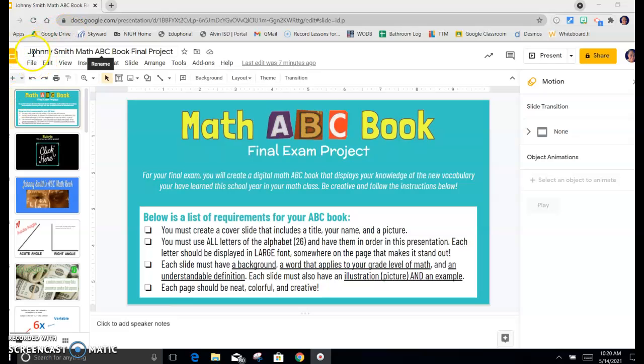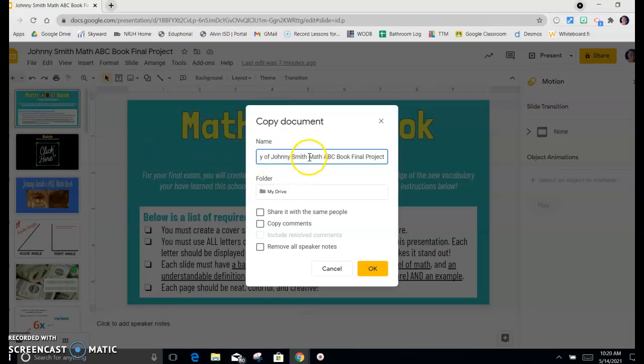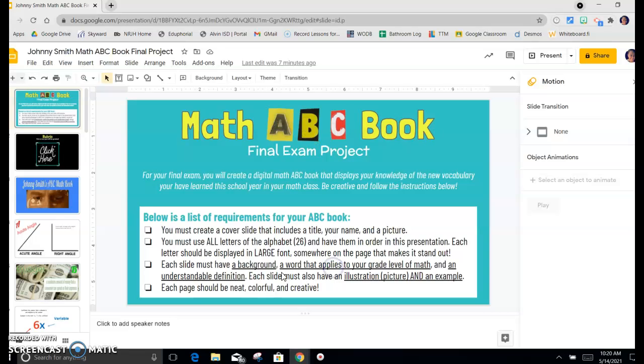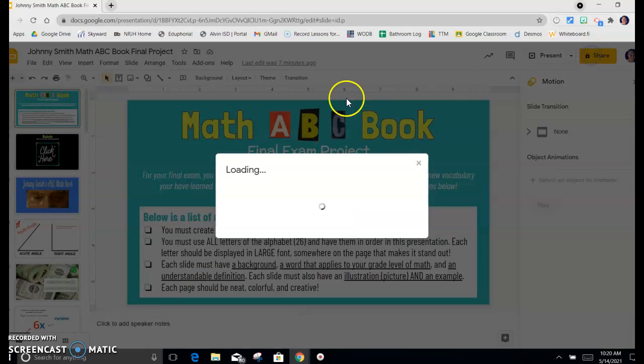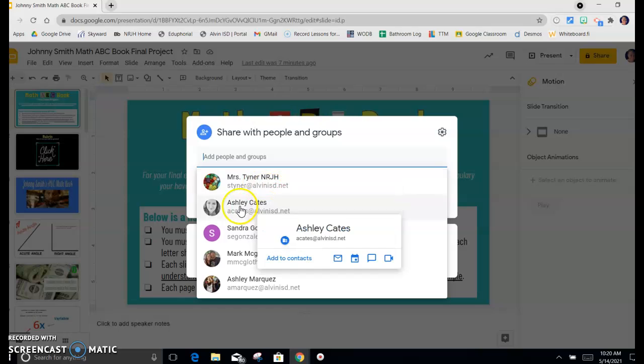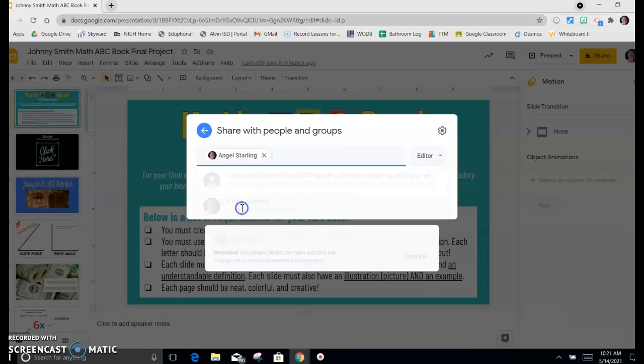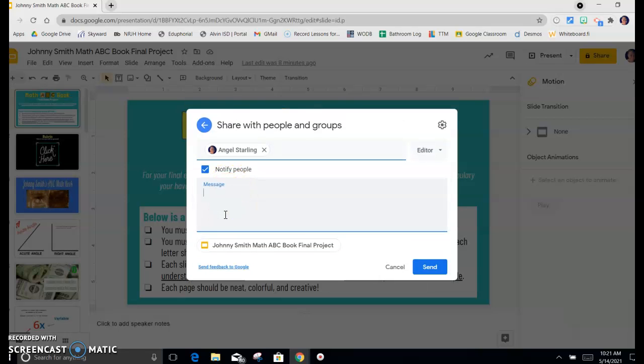When you open the assignment from Google Classroom, make sure to go to File and make a copy and put your name right before Math ABC book final project. Okay? Then you'll click OK, except I'm not going to click OK because I don't want to make another copy. Then make sure to share it with your teacher so that your teacher can see it. So your teacher is Miss Tyner, Miss Kate, or me. And for me, you type in, I don't know why all of that comes up, but boom, there's Miss Starling. And here is my slideshow. Okay, then click send.